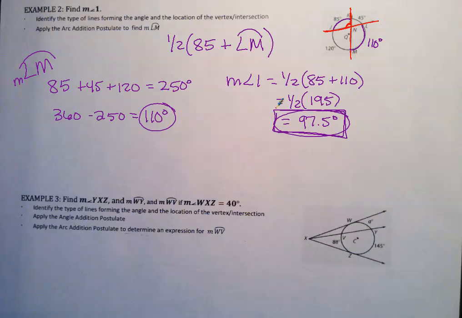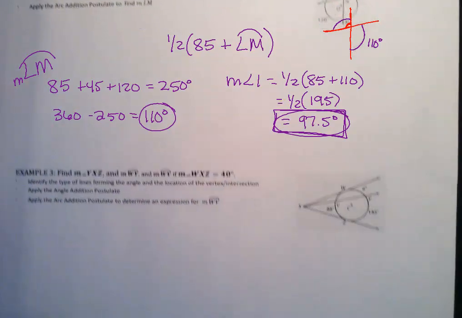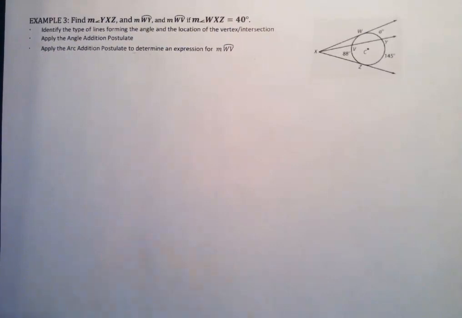Okay. Example 3. You guys did awesome with these. All right, so we have a couple things to find on this one. We're finding the measure of angle YXZ, the measure of arc WY, and the measure of arc WV, if the measure of angle WXZ equals 40. So W to X to Z, this whole thing here is 40 degrees.